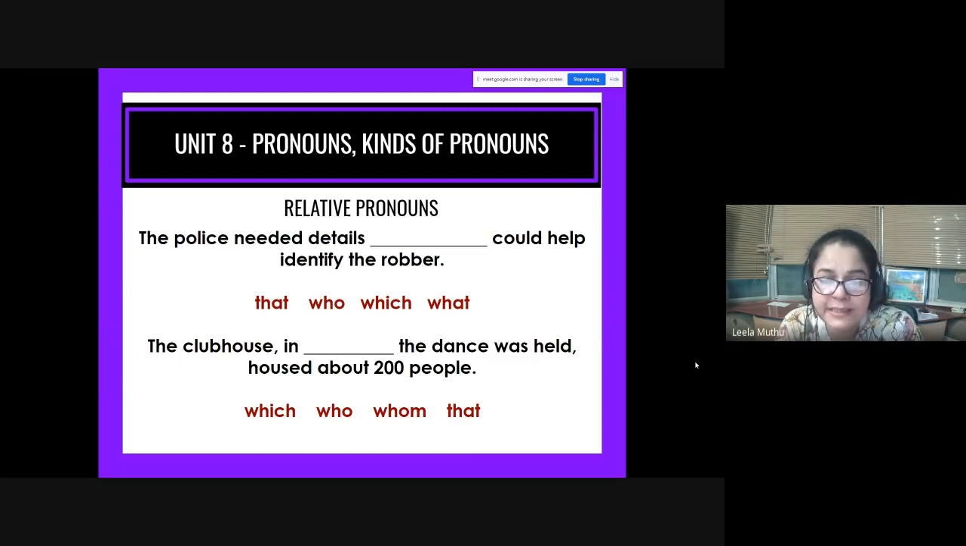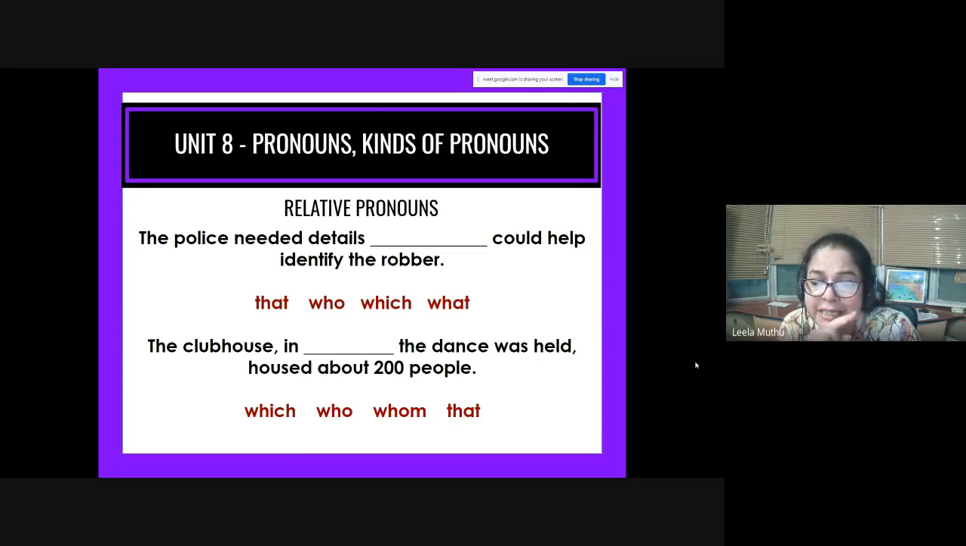The police needed details dash could help identify the robber. Now we're not talking about the police. We're going to be talking about the details. Something connected with details. So details is a non-living thing. We're going to substitute the relative pronoun which is going to be used is obviously that or which.